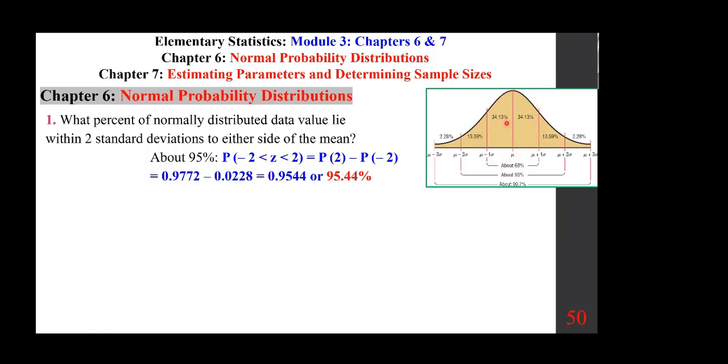As we look at this normal distribution curve, here's mu, you go one standard deviation on each side, and this area is about 68%. More precisely, 68.26%, and you can look at the rest of the aspect.